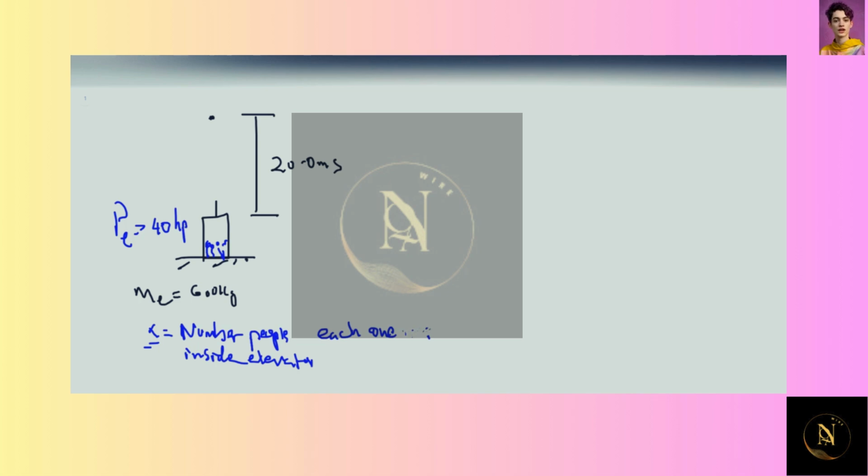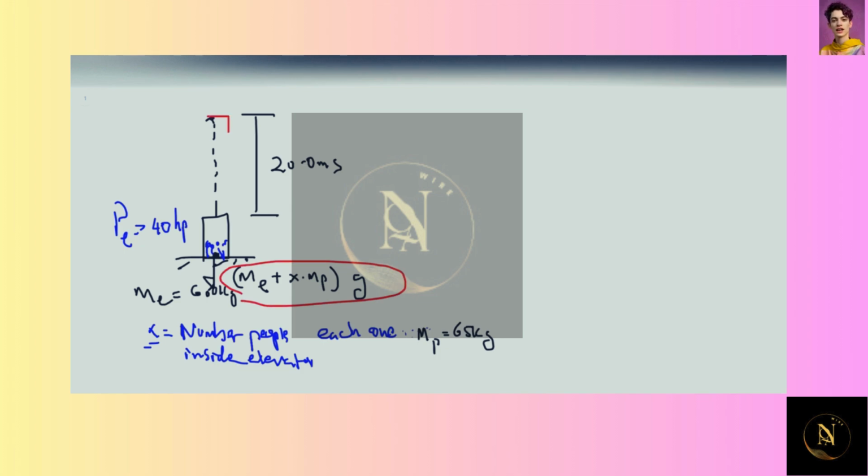Remember, weight and mass are different. Weight is a force vector, mass is a scalar. So the mass of each passenger, which I'm going to call mp, is 65 kilograms. If the elevator has to go all the way up, it has to oppose the weight of all the people inside the elevator, and also the mass of the elevator. We have X people, each one of them is mp. So the total weight being opposed is equivalent to this one.